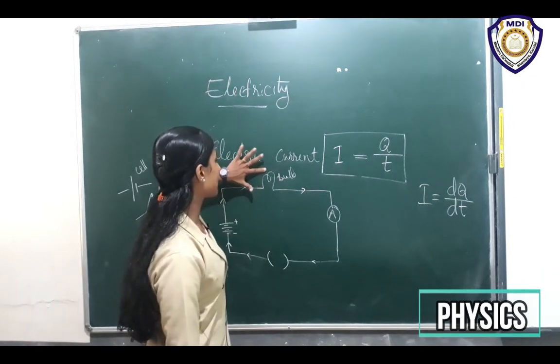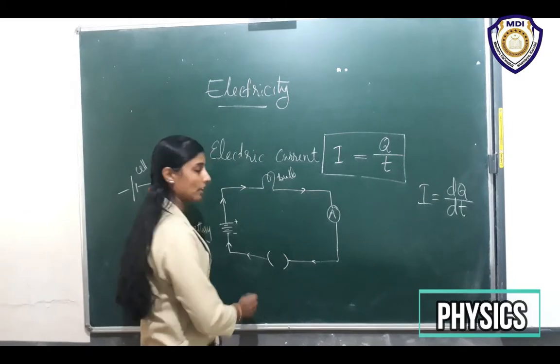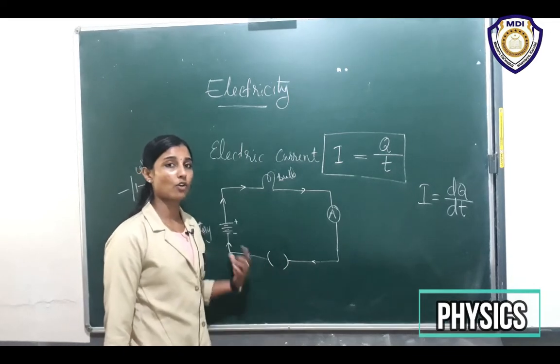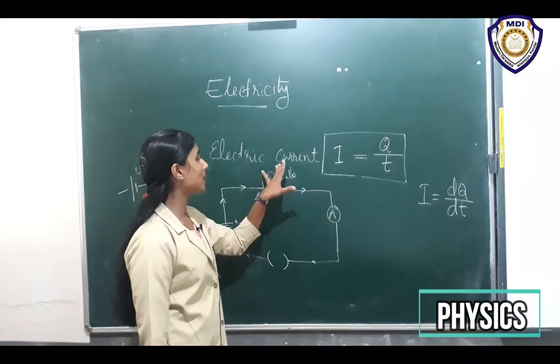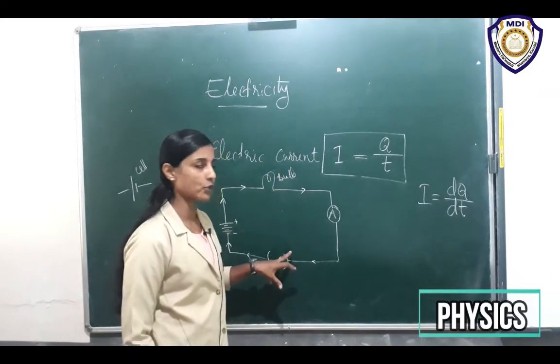There will not be any current flow. Current is cut from here, right? So this is not a closed circuit. The current will not flow through this circuit. Okay, so now the bulb will not glow. Okay, so that is the role of the switch.